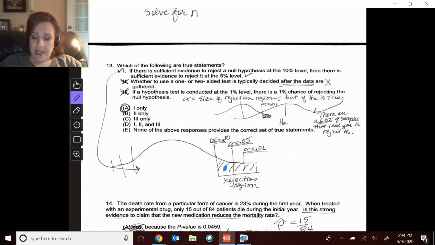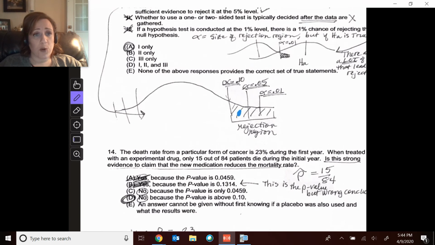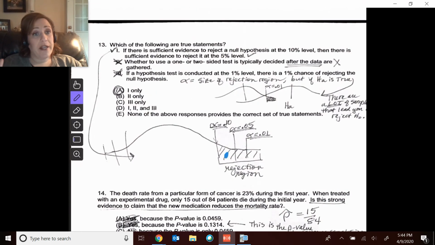Because, see, if I had a piece of data right there, I could be in the rejection region for 10%, but not in the rejection region for the 5%. So, my bad. That is a no-go. That one is not true. 2 is also not true. So I've got to change my answer here.